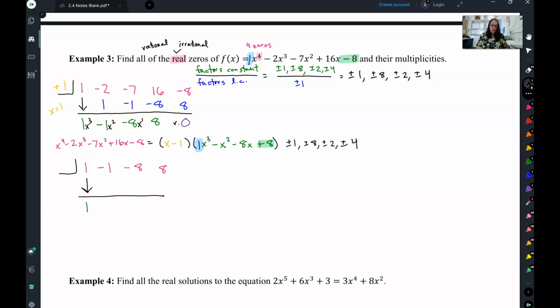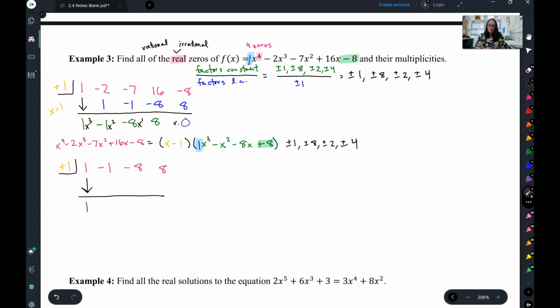If we try positive 1 again and it works again, that just means that this 0 is going to have a multiplicity of 2. It's going to have a squared on its factor because it worked twice. So just because it worked once doesn't mean you can take it off the list. You've got to keep trying it.